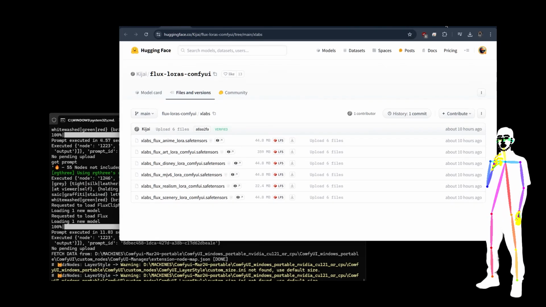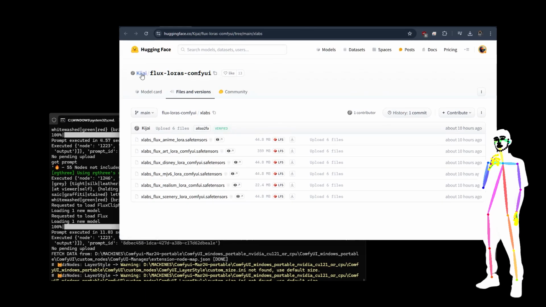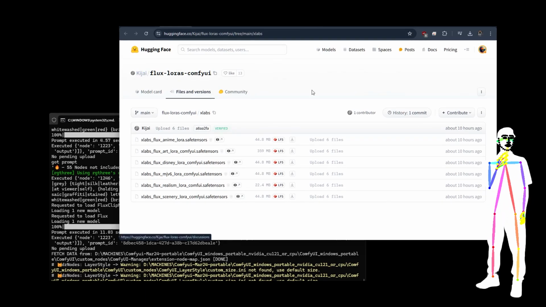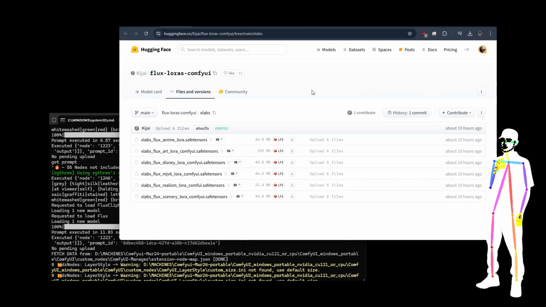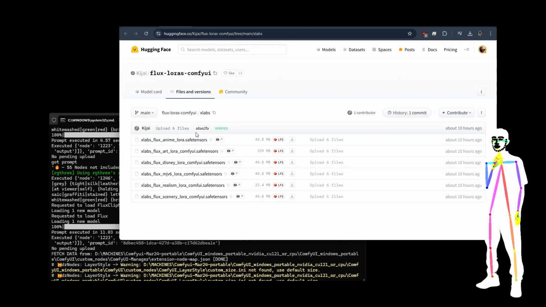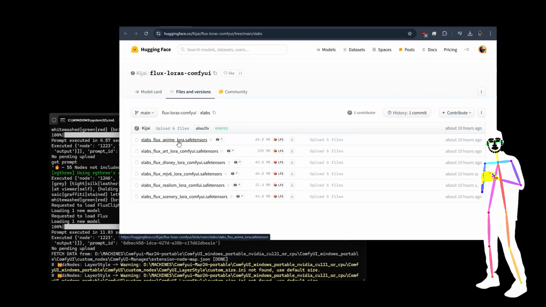So what we have here is Flux Loras. They've been converted by our good friend Kijai, who did all that stuff for us with Mimic Motion and the wrapper for Kolors. Man's hard working, I like him. But basically what he's done is he's converted a whole bunch of these. Now, these are actually from X Labs, but they've been converted into Comfy format.